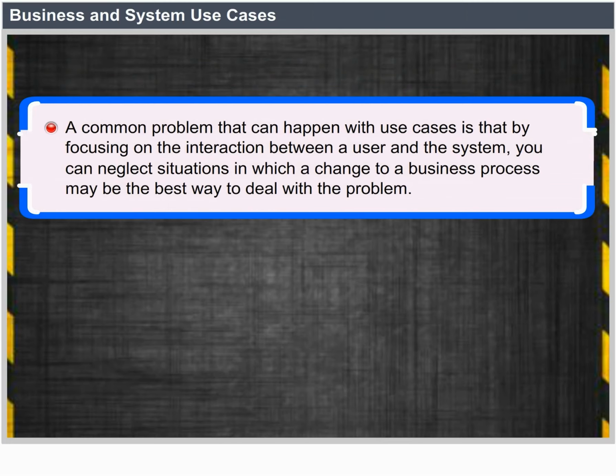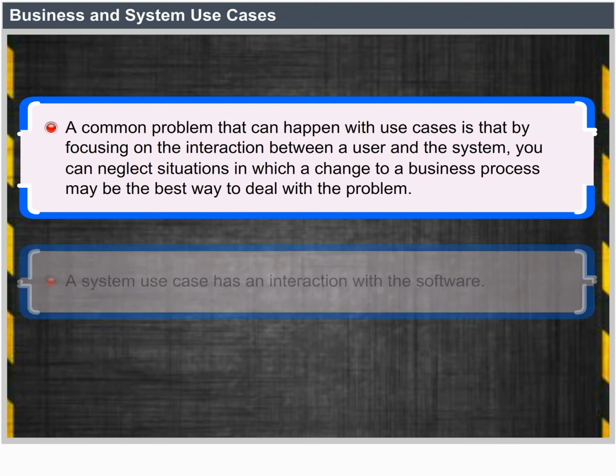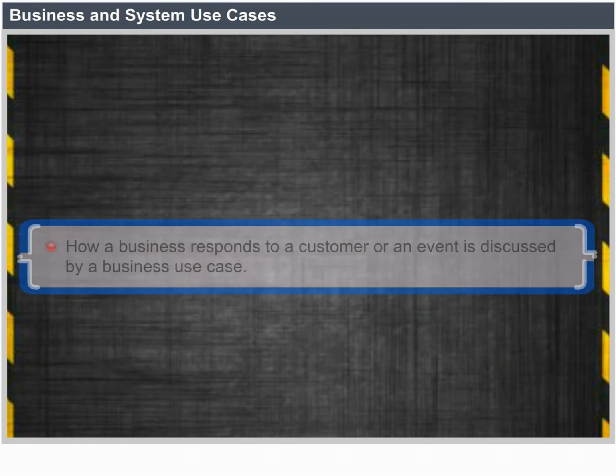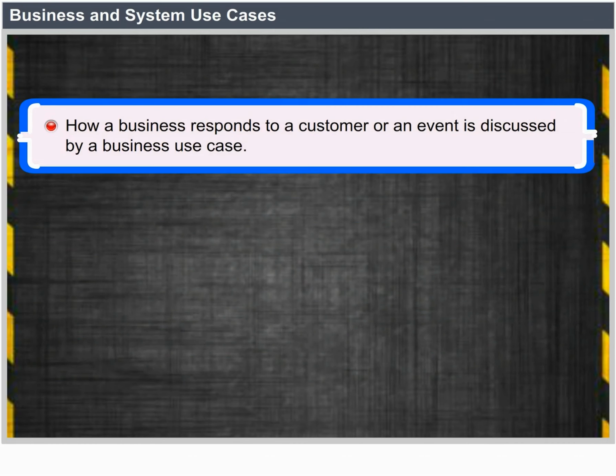Business and system use cases. A common problem that can happen with use cases is that by focusing on the interaction between a user and the system, you can neglect situations in which a change to a business process may be the best way to deal with the problem. A system use case has an interaction with the software. How a business responds to a customer or an event is discussed by a business use case.